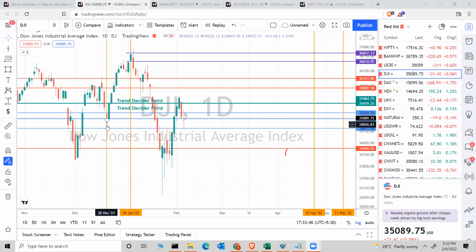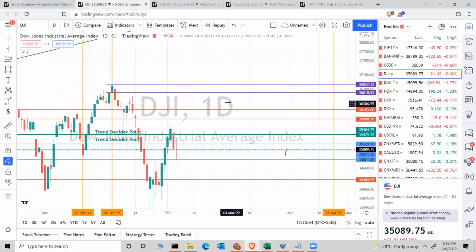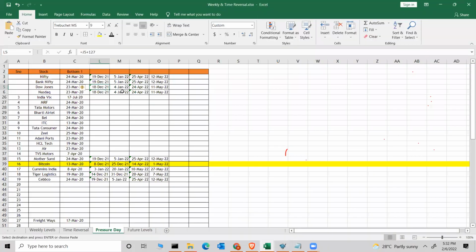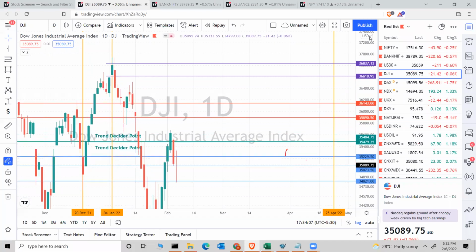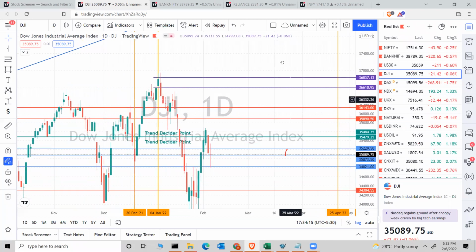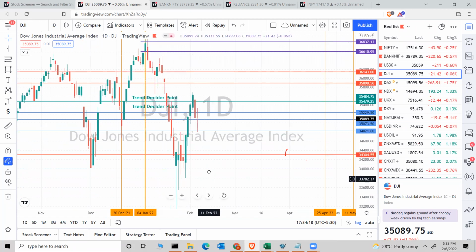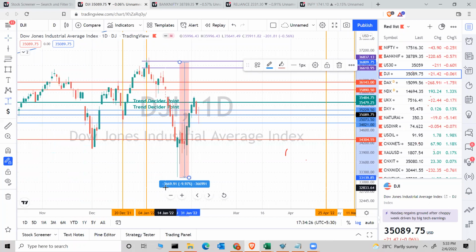So see, from 20th, you could see a movement in Dow Jones, and it has gone all the way up. And then again, what happened? The next forecasted date for Dow Jones was 4th Jan. I have marked the high and low of the 4th Jan candle, and you could see from 4th Jan, it started to fall all the way down. If you measure, you could see a fall of almost 3,600 points from here.